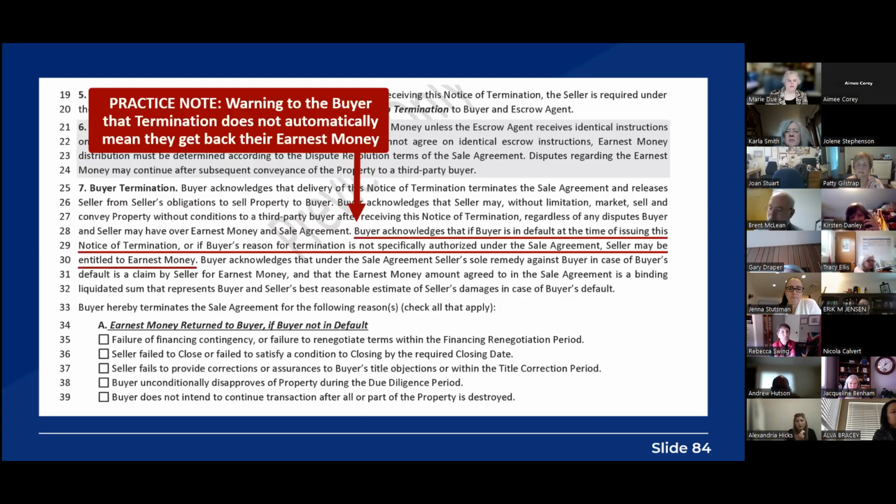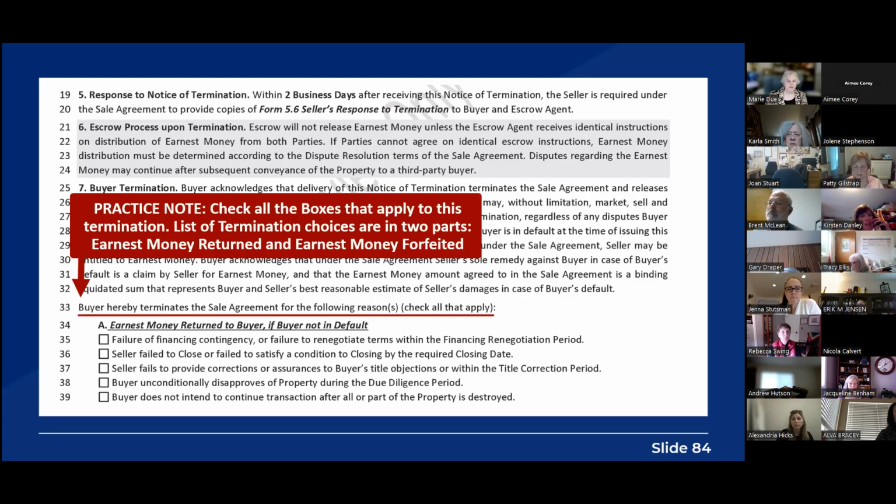A warning to the buyer that termination does not automatically mean they get their earnest money back. We all know that sometimes the buyers do something and the earnest money may not go back to them. So buyer acknowledges that if the buyer is in default at the time of issuing this notice of termination, or the buyer's reason for termination is not specifically authorized under the sale agreement, meaning you have the list, seller may be entitled to the earnest money. But we have to explain that out at the very beginning, that earnest money could go to the seller. That is a possibility.